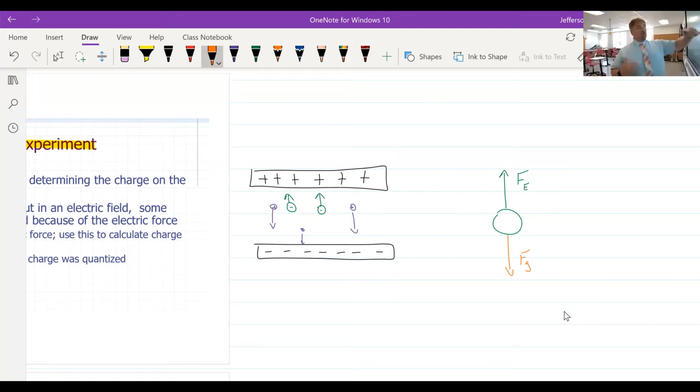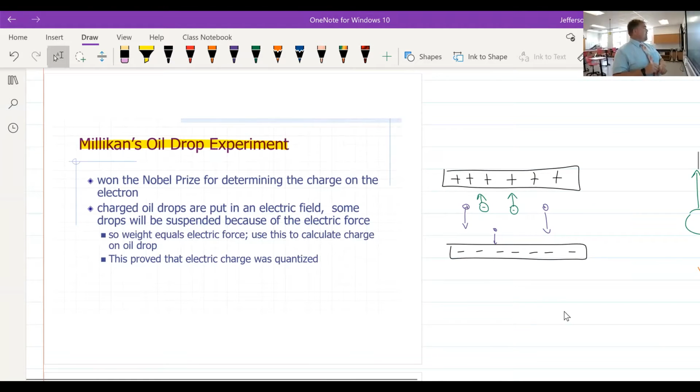In order to get it to float, he would then figure out how much force it would take. And by figuring out the force of gravity, he was able to figure out the charge on each one of those drops. What he found is that the charge on each one of those drops was always a whole number multiple of one single elementary charge.